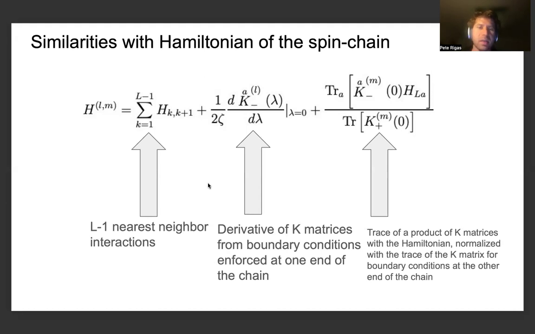So we can see that in the definition for the spin chain Hamiltonian from another reference, they define it in terms of three interaction terms, given by nearest neighbor interactions, as well as a derivative of K matrices, which are used in the definition of the transfer matrix to encode boundary conditions imposed at one end of the spin chain, as well as a final term in the Hamiltonian, a trace of a product of K matrices with the Hamiltonian, which is normalized, and the trace of the K matrix for boundary conditions at the other end of the chain.